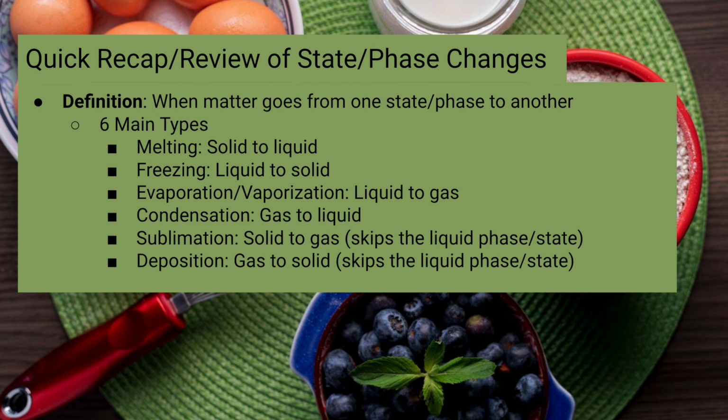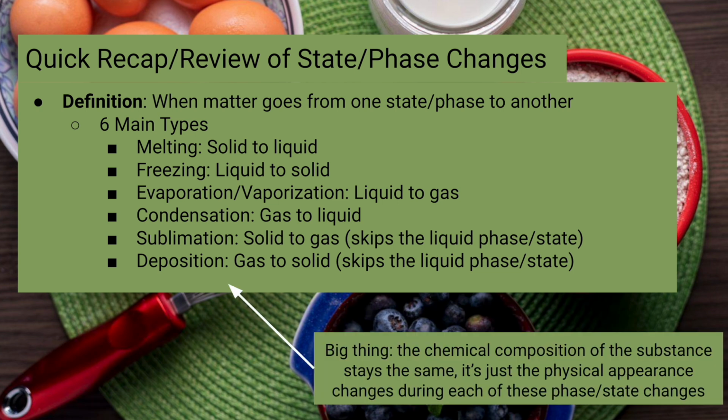Sublimation, that's when matter goes directly from the solid state to the gas state. It skips the liquid phase entirely. And deposition, that's when matter goes from a gas to a solid. There is no liquid phase in that. It skips over it. But the big thing here is that the chemical composition of the substance stays the same during each of these phase changes. It's just the physical appearance that changes during them.